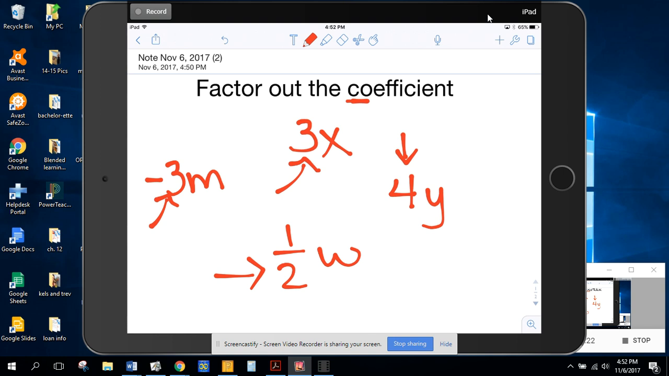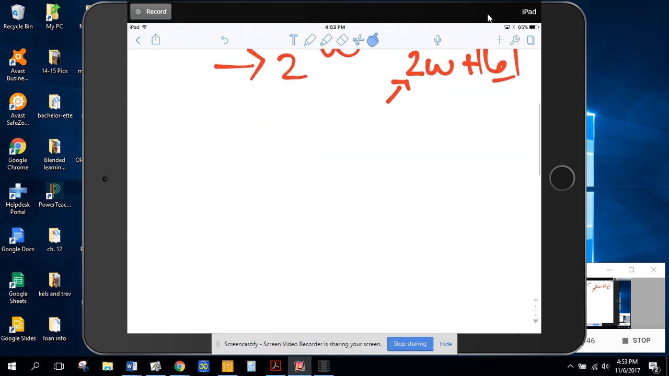Some kids struggle with this one here, like if I had 2w plus 6. The 6 is not attached to the variable. It's separated by this plus sign. So the 2 is the coefficient. So when we're factoring out the coefficient, every single time what says goodbye and divides is the number that's being written next to the variable. So let's look at an example here.